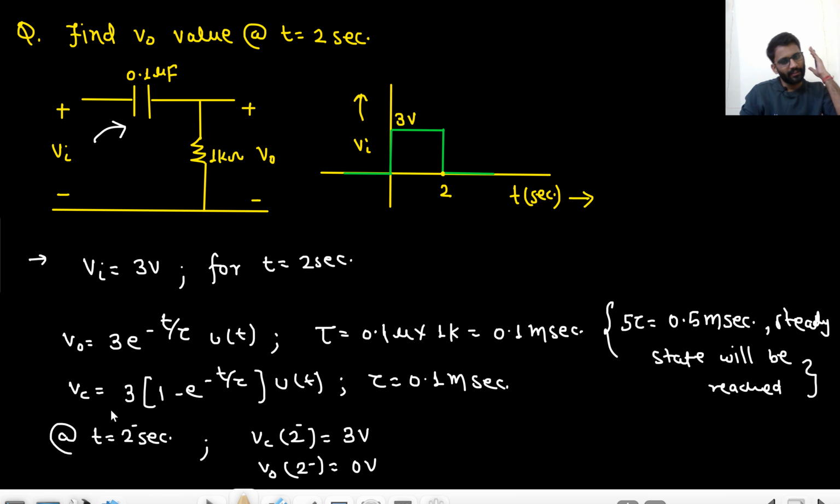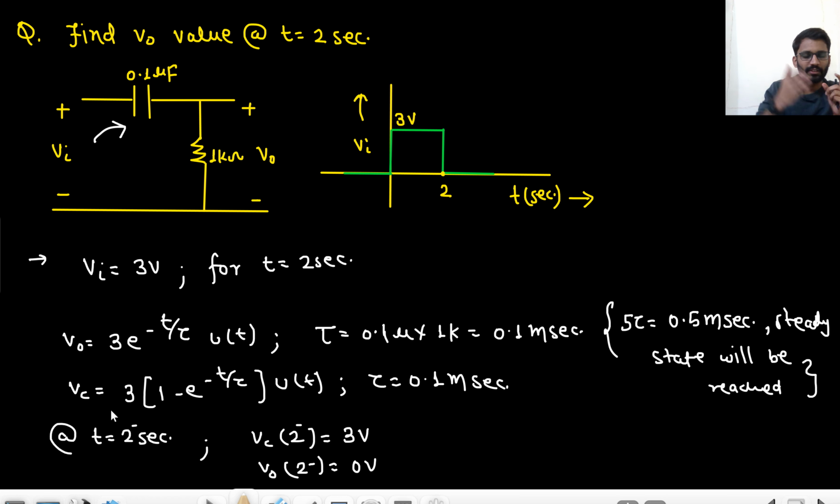You will know that till time t equals 2 seconds, my capacitor will be charged to 3 volt. That's for sure, because you know that steady state will be reached in 0.5 millisecond only. Now what is happening? Input is gone. So one end of the capacitor is connected to 0 and here I have 3 volt. So 0 minus 3. That means my V naught will be minus 3 volt. That's it. You will not have to use the pen in the exam if you are very comfortable with the concepts, not with the equations.